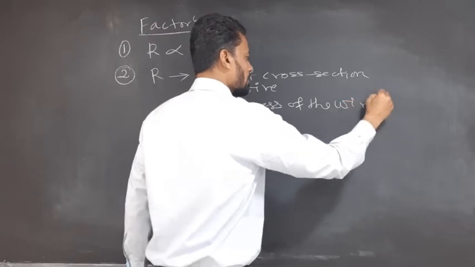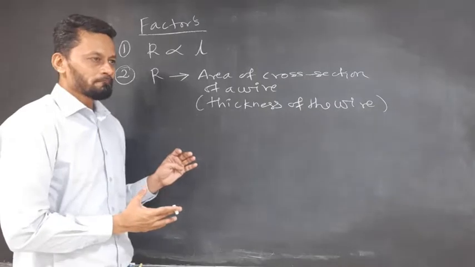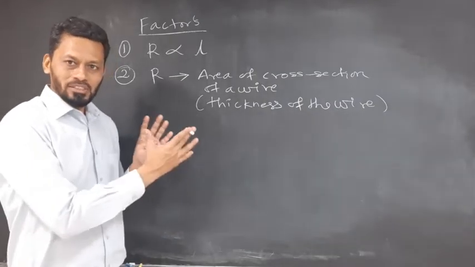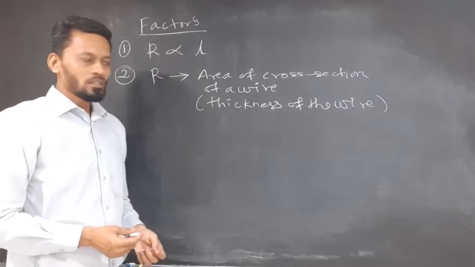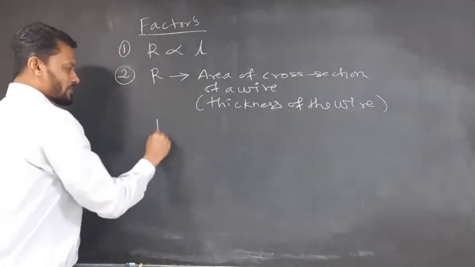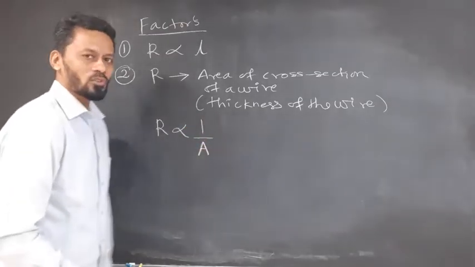So how does it depend? Let's say I take one wire, and for the same wire I increase the cross section area of the wire. Then this particular resistance will be inversely proportional to such area of cross section.